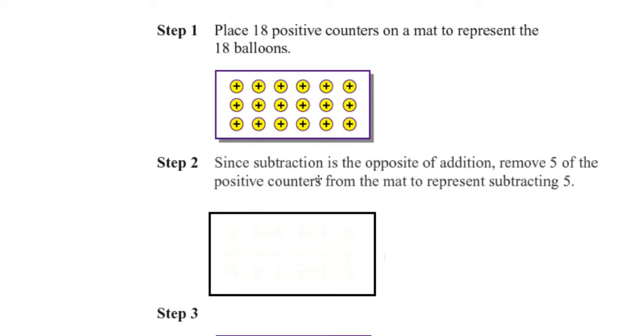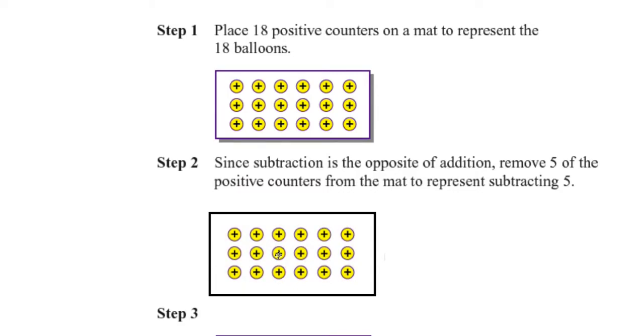Step number 2, since subtraction is the opposite of addition, we want to remove 5 of the positive counters from the mat to represent subtracting 5. Just exactly what you did in second grade. So we get 5 of them, and we take them out of the mat. So that represents 18 minus 5.